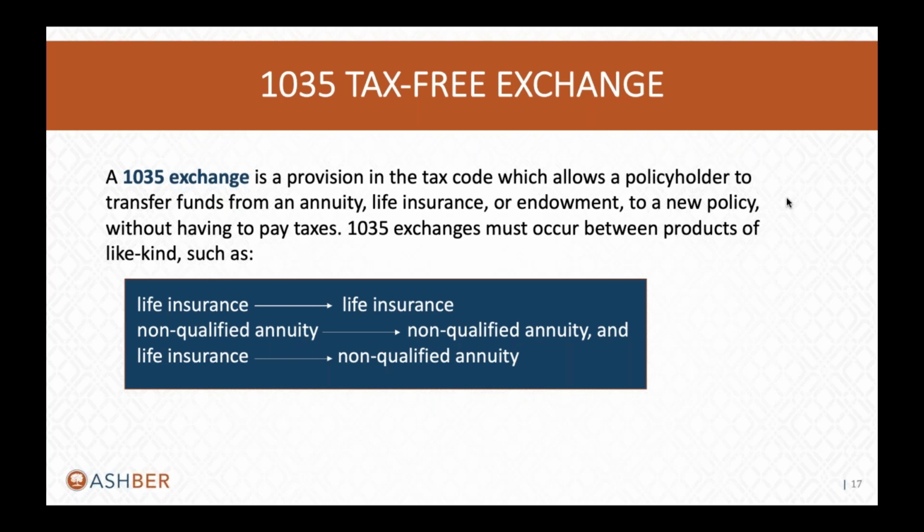the existing annuity contract. A 1035 exchange must occur between products that are like kind, such as if we have a client with an existing whole life insurance policy, they can exchange that for a new whole life insurance policy. A non-qualified annuity can be exchanged for another non-qualified annuity. And then finally, a whole life insurance policy can be exchanged for a non-qualified annuity contract.